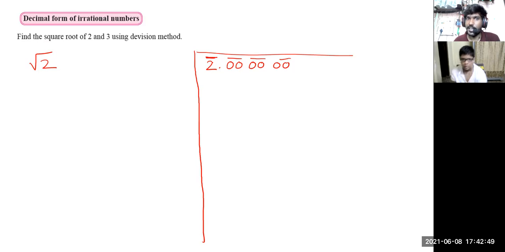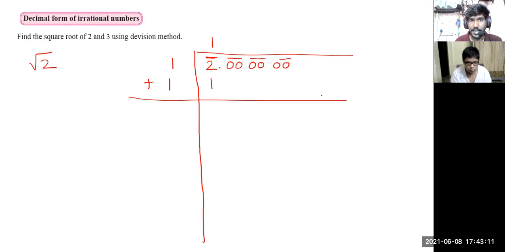Clear? Okay. Now here you have to put a number whose square is 2 or close to 2. Can you tell me any such number? 1. Yes, so we'll put 1 here, plus 1, 1, and 1. Here we'll do the subtraction. And here you add 1 plus 1, 2. 2 minus 1, how much?